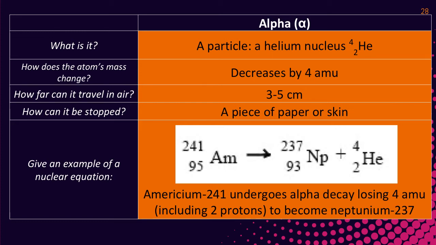The example that we have here is americium-241 undergoing alpha decay, losing 4 AMU, including its 2 protons, to become our new isotope of neptunium-237. I found out that that was neptunium because I knew the mass was 237, so I looked up what my atomic number 93 was on my periodic table, and I found neptunium.